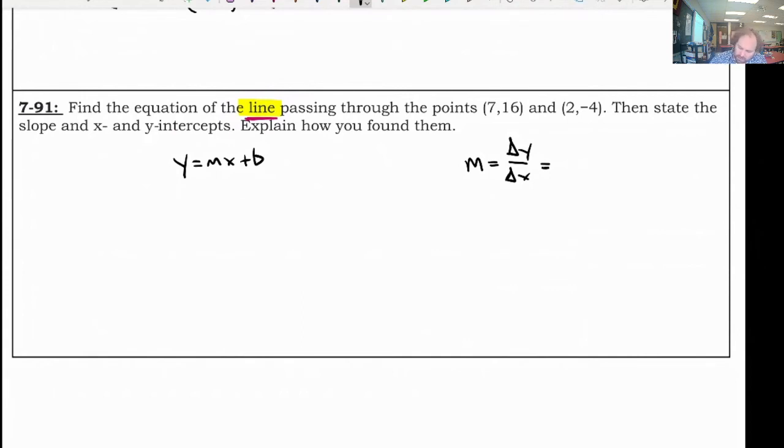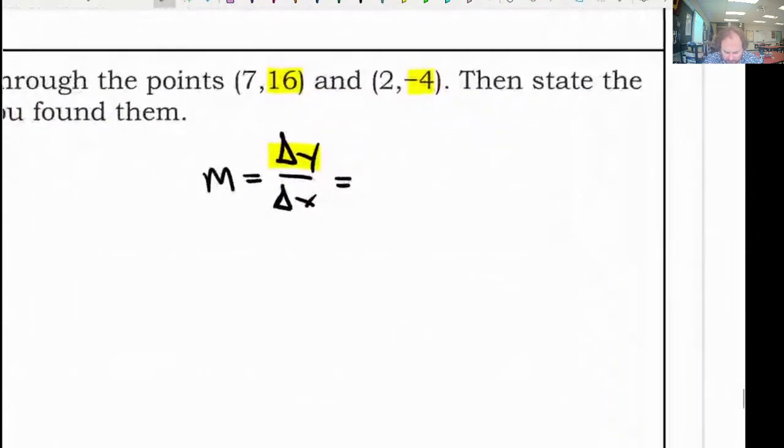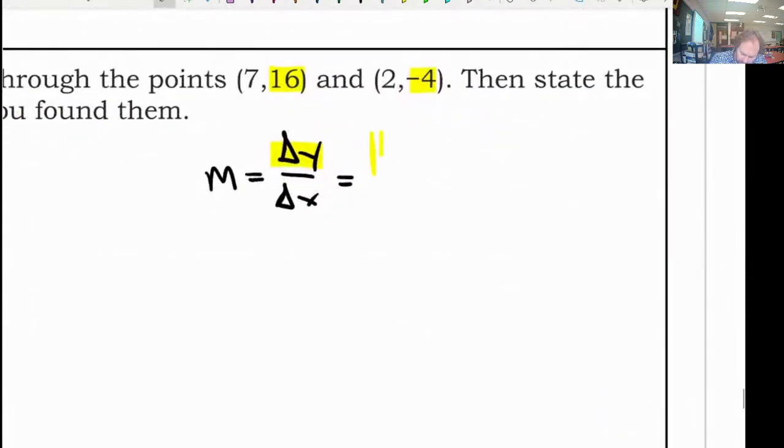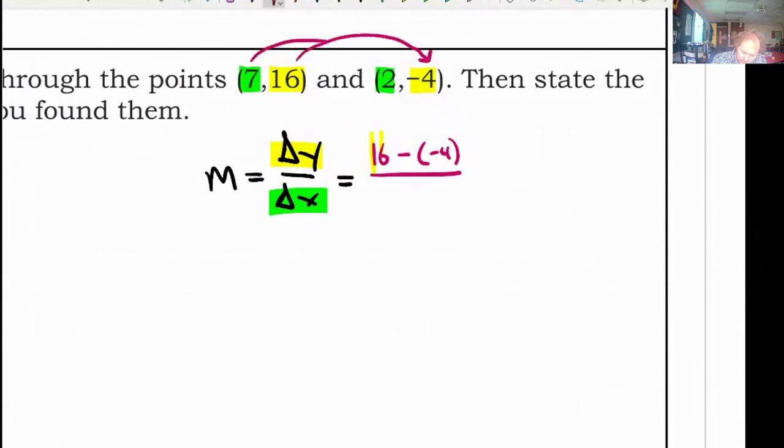For the change in y divided by the change in x, we're going to take the y coordinates, 16 and -4, and subtract them. It does not matter which order we subtract in, as long as we're consistent. So I'm going to start with 16 minus negative 4. Be very careful about that, too. For the change in x, we do the difference in the x coordinates. And since we did 16 minus negative 4, we have to do 7 minus 2. We have to stay consistent.